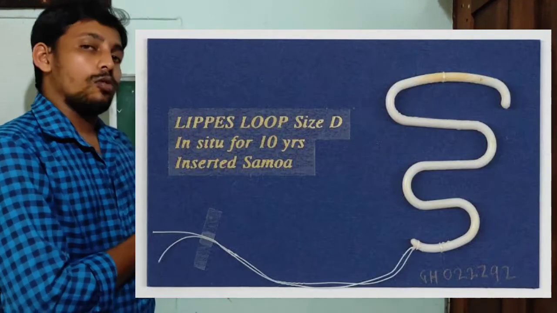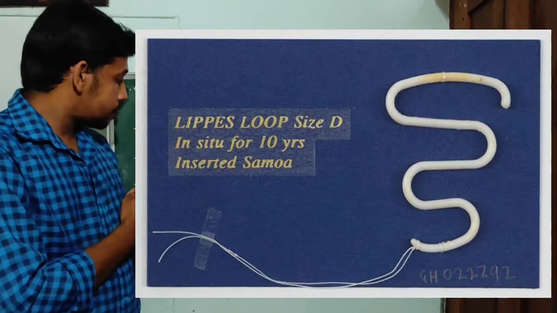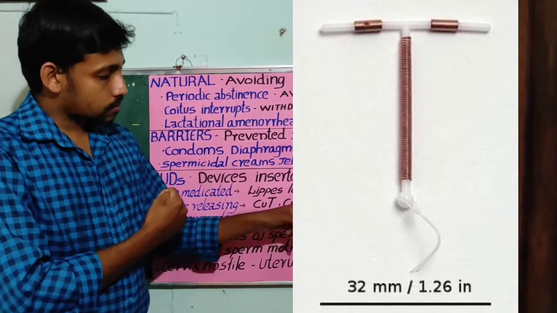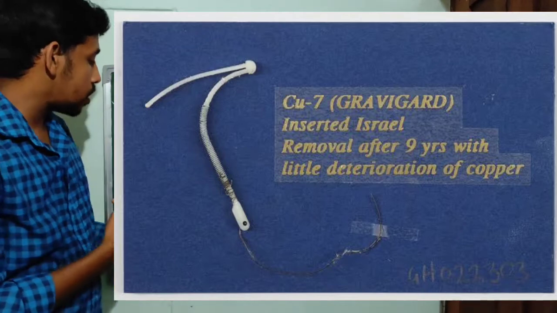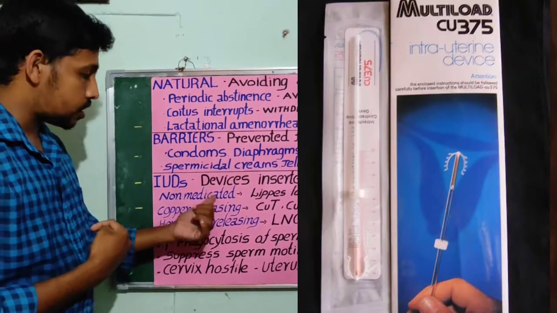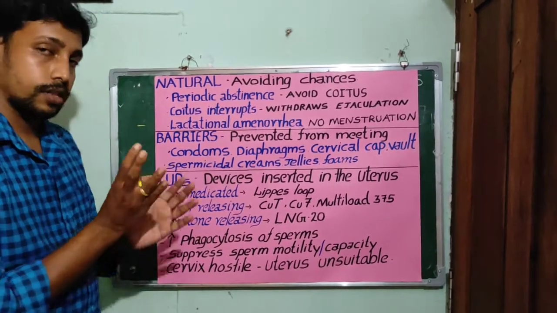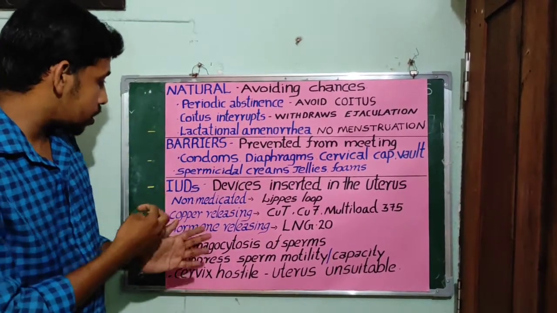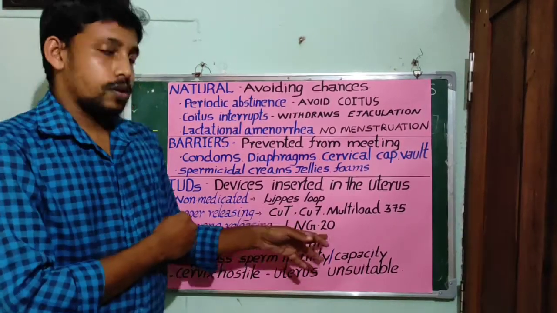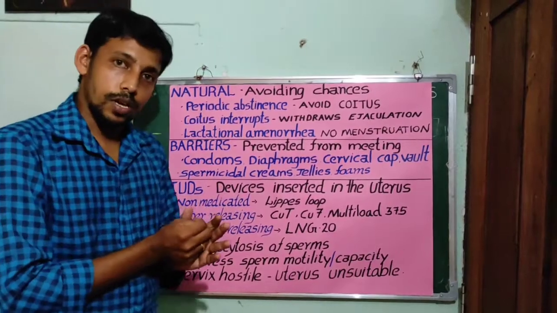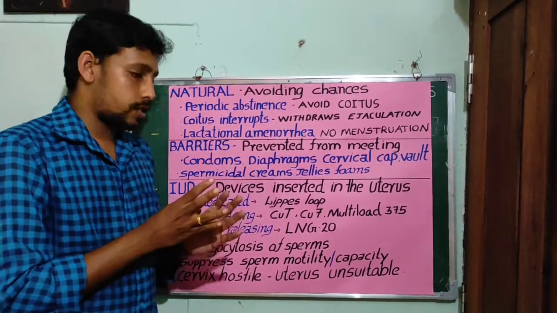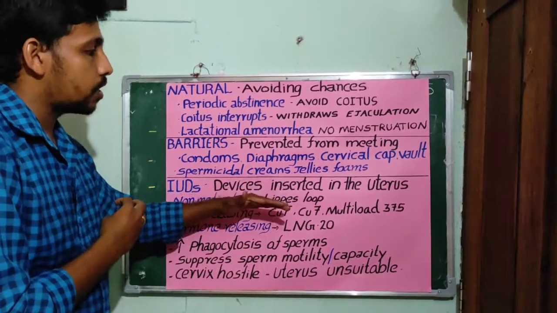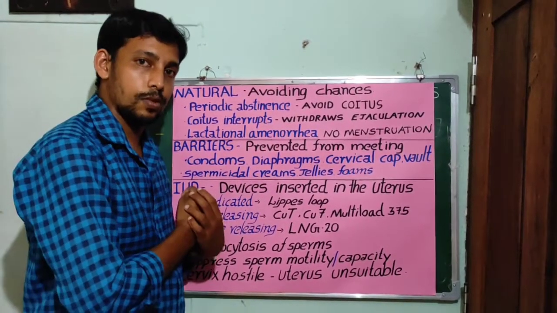The Lippes loop is a type of non-medicated intrauterine device. Then Copper T, Copper 7, and Multiload 375 are copper releasing IUDs. This type of IUD acts in the cervix and makes the cervix hostile to the sperm. Then for hormone releasing, LNG-20 is a hormone releasing IUD. These are some examples of intrauterine devices, and these are all the collective actions of these devices.